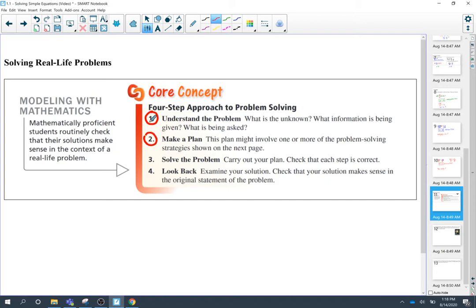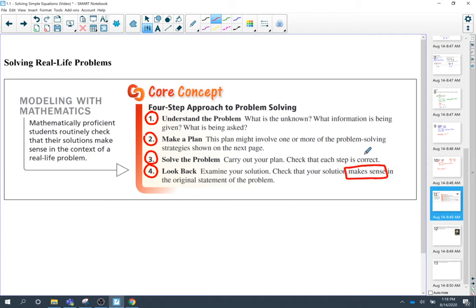How am I going to answer that question? What am I going to do to make this work? Once you have your plan, you're actually going to solve the problem. And then last but not least, you're going to look back and make sure, does my answer make sense? This is probably the biggest part in solving a real life problem.